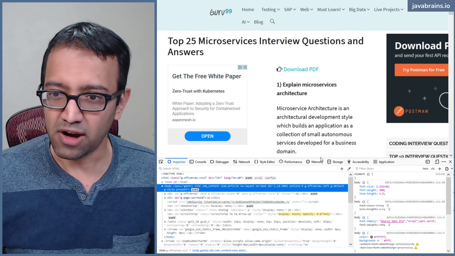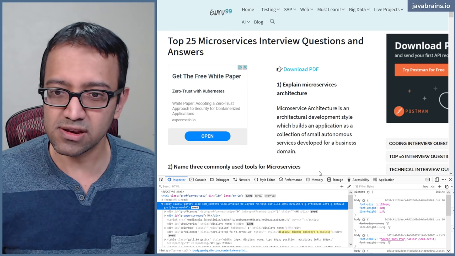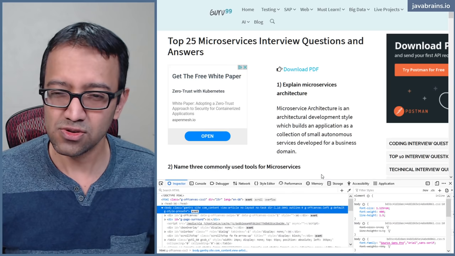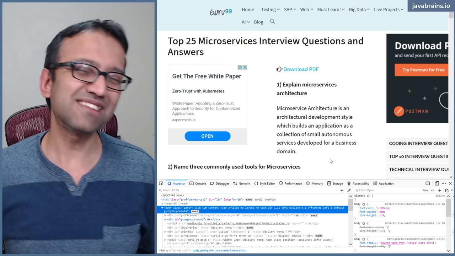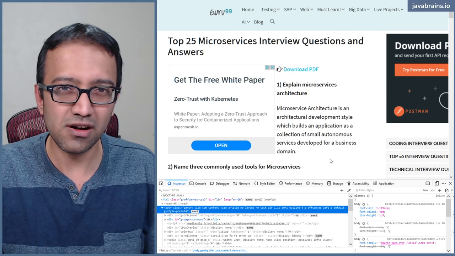Name three commonly used tools for microservices. Tools for microservices. Not exactly sure what they mean by tools. Do they mean like libraries for doing certain stuff with microservices?